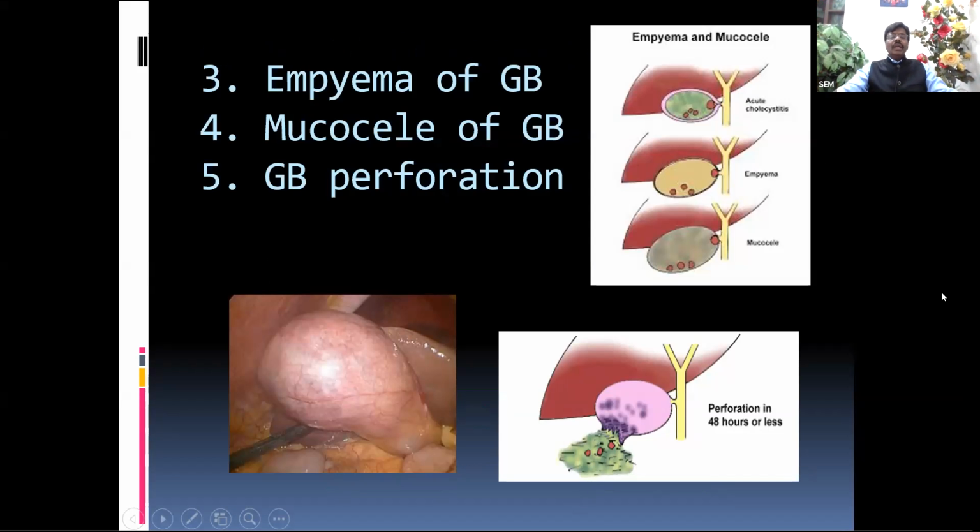Okay. What about the next three complications? Next is empyema of the gallbladder, mucocele of the gallbladder, and gallbladder perforation.